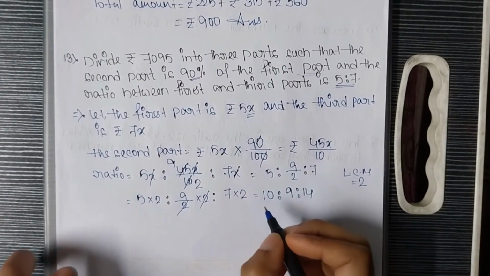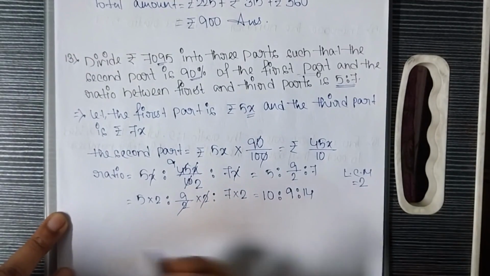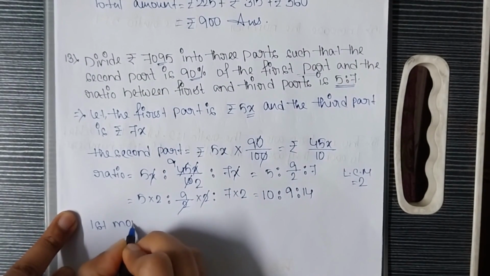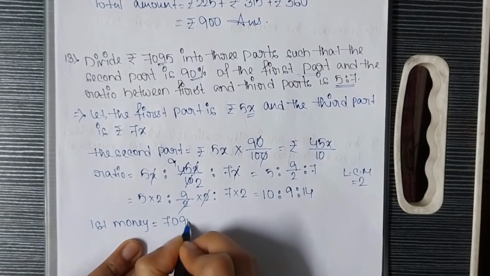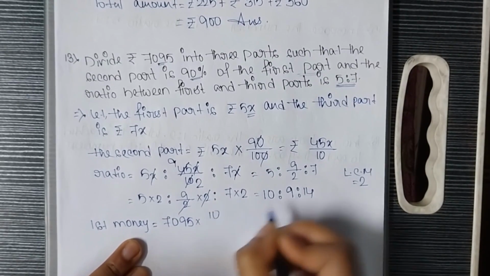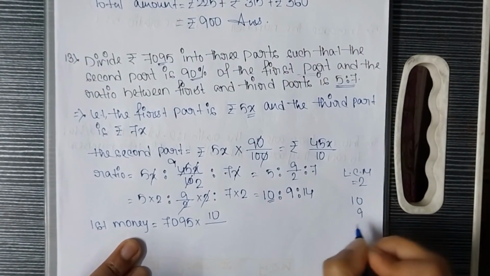Now we can divide this total money into 3 parts easily. So the first part will be 7095 into 10, the first number, by the total 10 plus 9 plus 14.